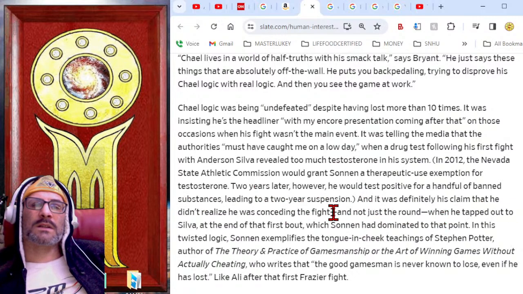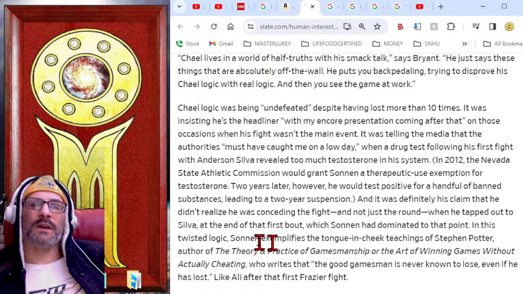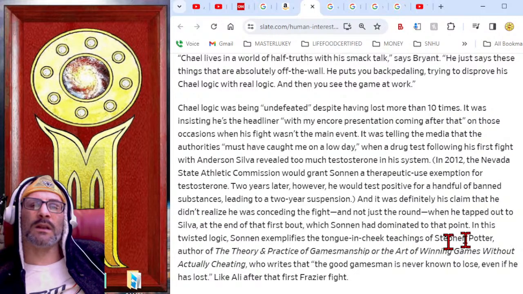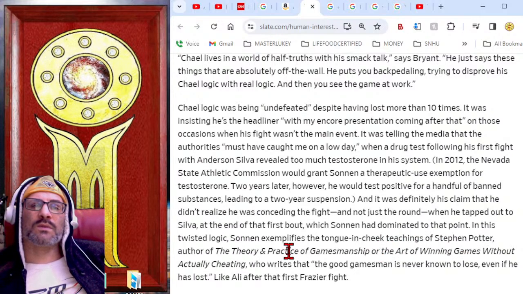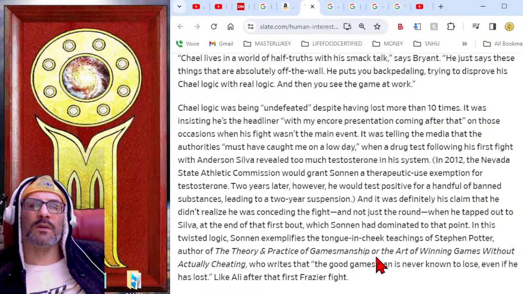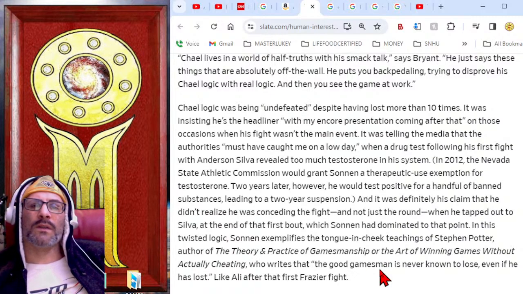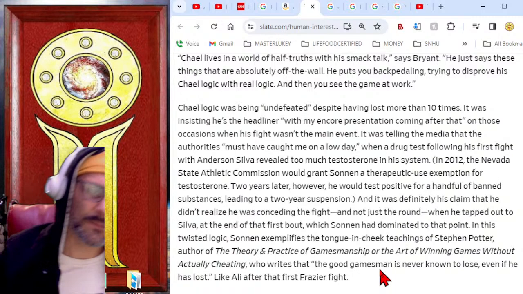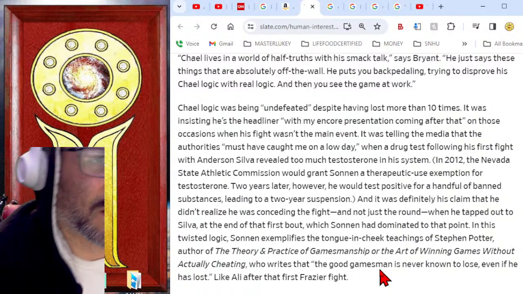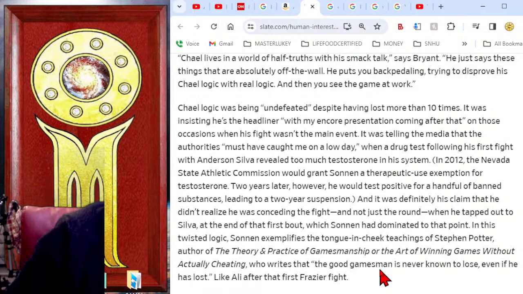And it was definitely his claim that he didn't realize he was conceding the fight, not just a round, when he tapped out to Silva at the end of that first bout, which Sonnen had dominated to that point. In this twisted logic, Sonnen exemplifies the tongue-in-cheek writings of Stephen Potter, author of The Theory and Practice of Gamemanship, or The Art of Winning Games Without Actually Cheating, who writes that the good gamesman is never known to lose, even if he has lost, like Ali after that first Frazier fight.